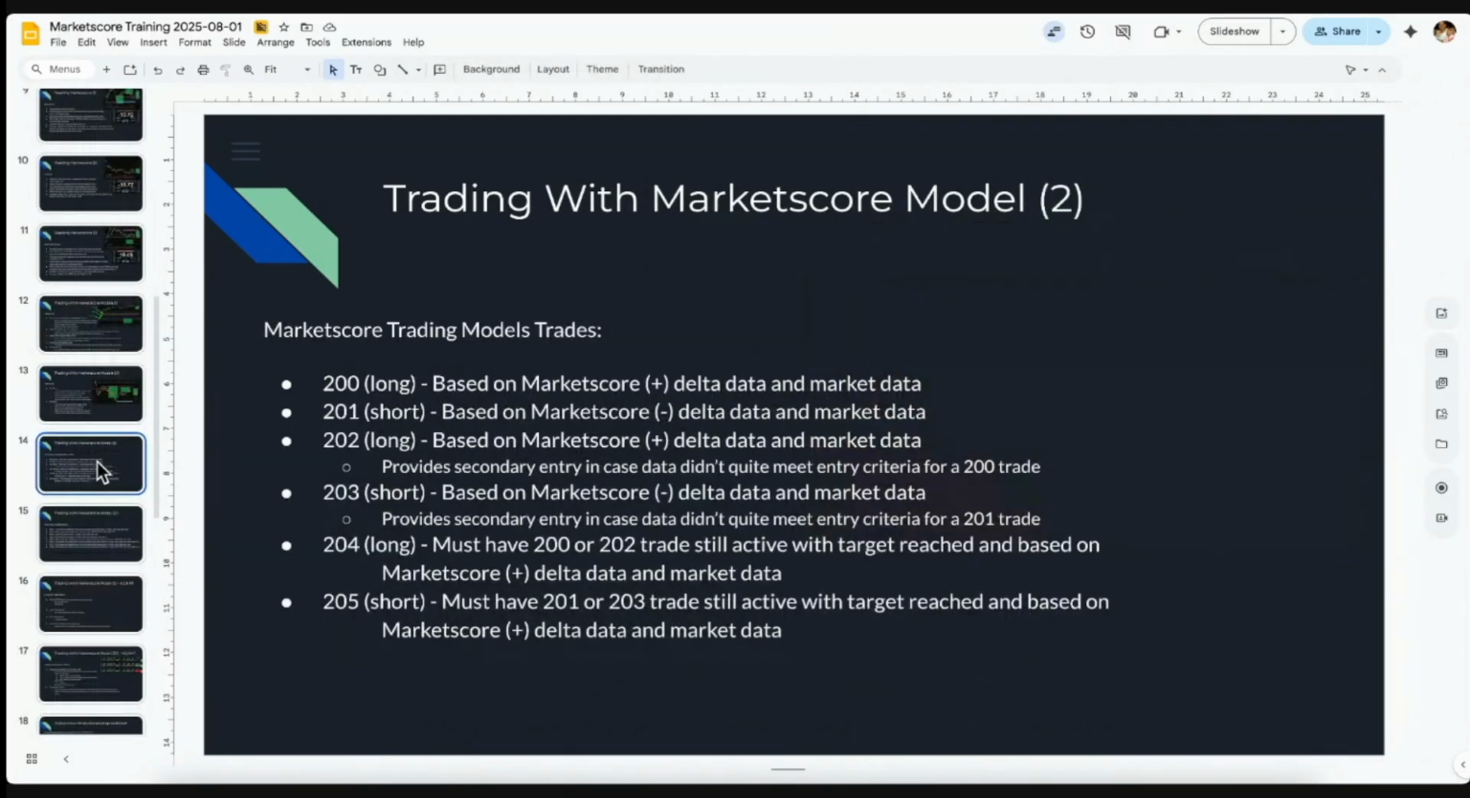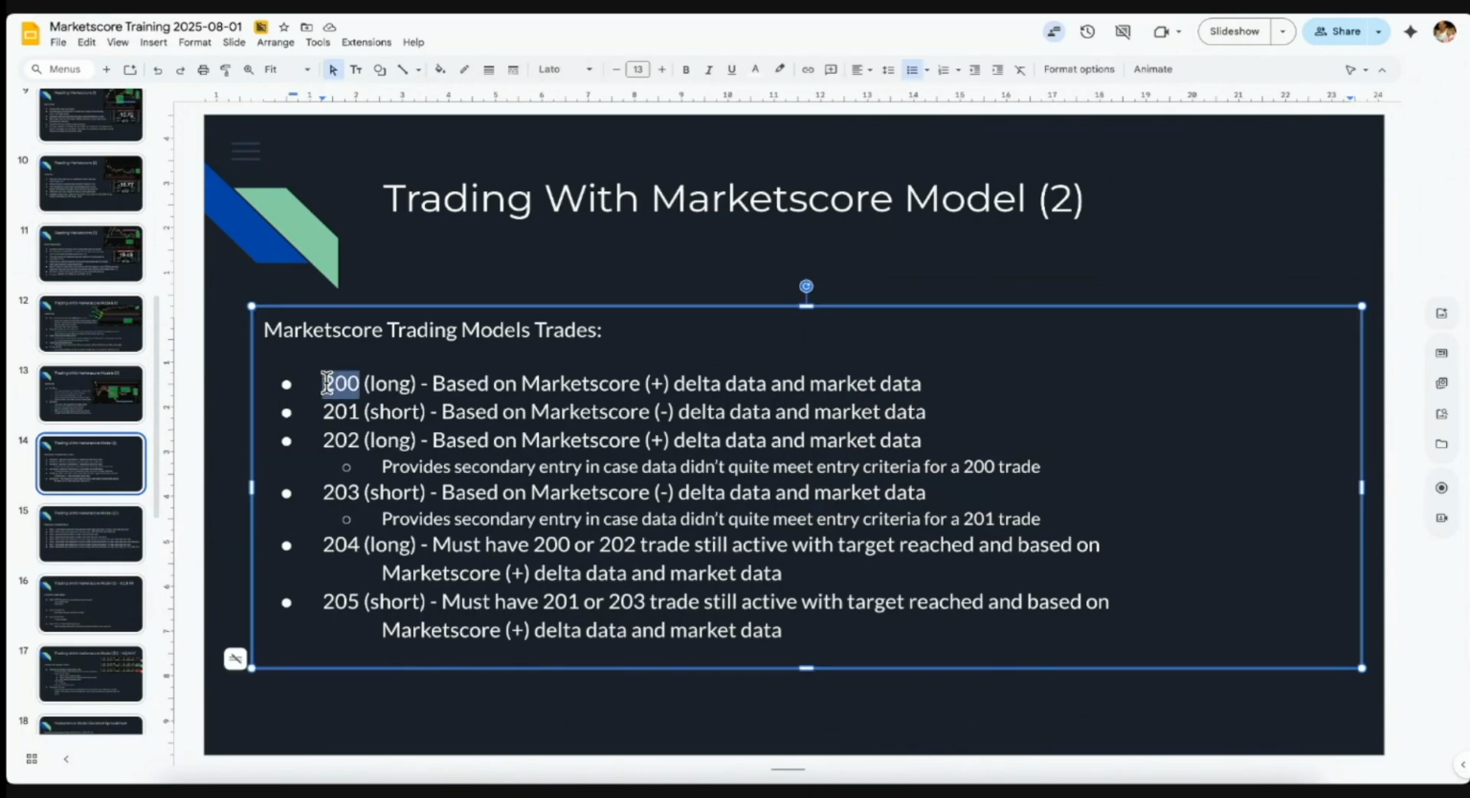So here are the different types of trades in the Marketscore models. There is a 200 long, and keep in mind, these will all be consistent even through the different models. So a 200 will always be a long. A 201 will always be a short. 202 will be a long. 203 will be a short. No matter what model it is, they will be consistent.